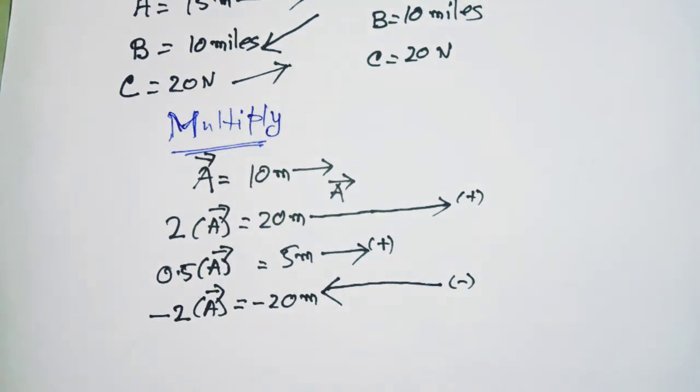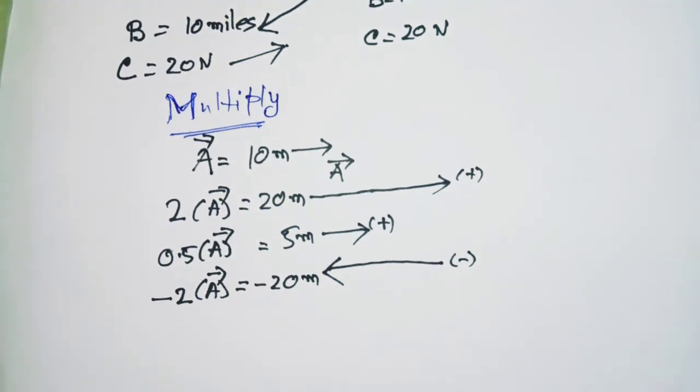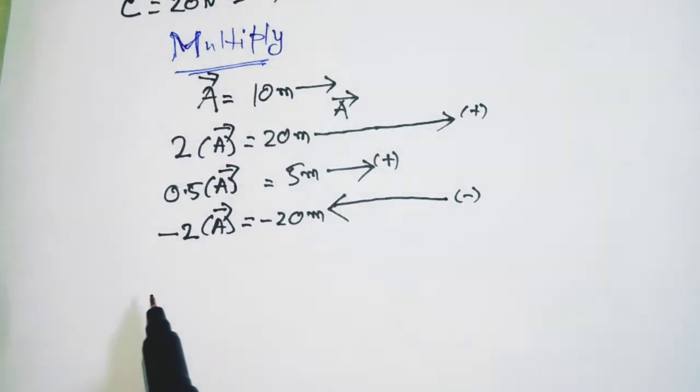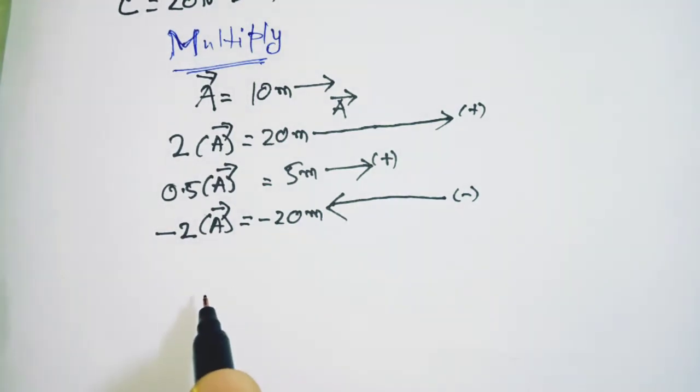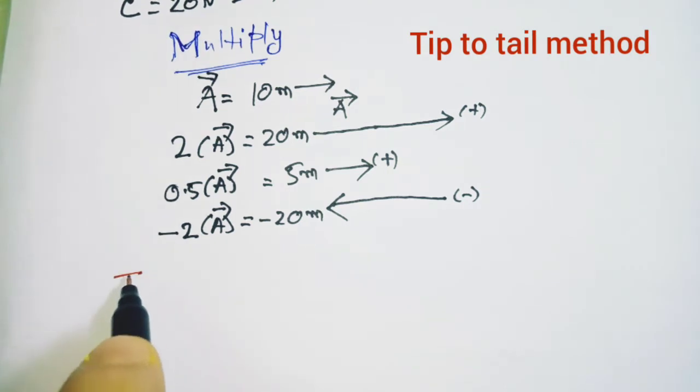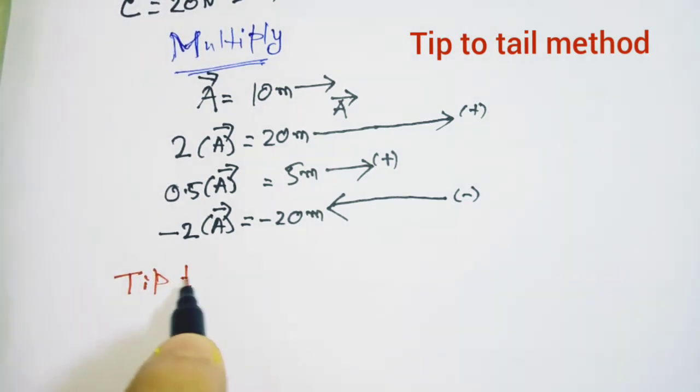Now we can also look into some simple examples of vector addition. Let us see how we can add a vector. For this I will use a different pen color, which will make things easier for you. In order to add these vectors, we have a method which is called tip to tail. So I will write tip to tail.